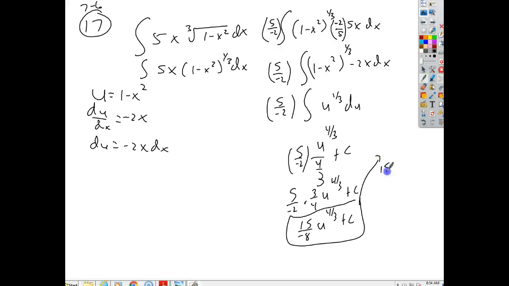So it's 15 over 8. I need to put my negative out in front because I've been discussing that for long enough. 1 minus x squared to the 4/3 plus c. There we go. Good? All right. Anything else I need to do?